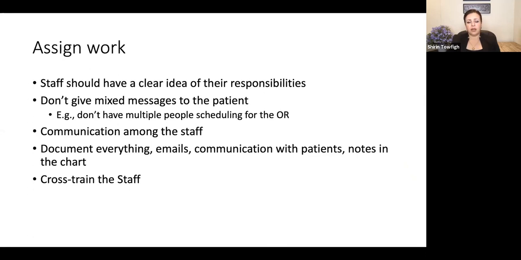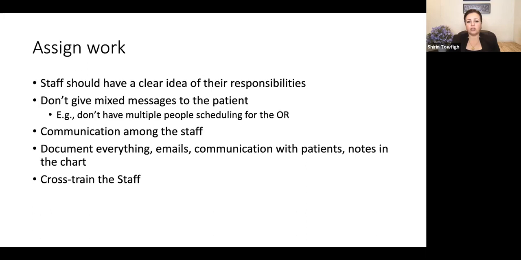Be very clear when you're assigning work. Your staff should each have a clear idea of their individual responsibilities. I have a separate scheduler, a separate nurse, and a separate office manager and billing person. So also, the patient should know that we have individual staff that do certain things. They should not get mixed messages. So let's say you're scheduling someone for surgery. One person should be calling that patient. You shouldn't have multiple people calling for the same scheduling of surgery.